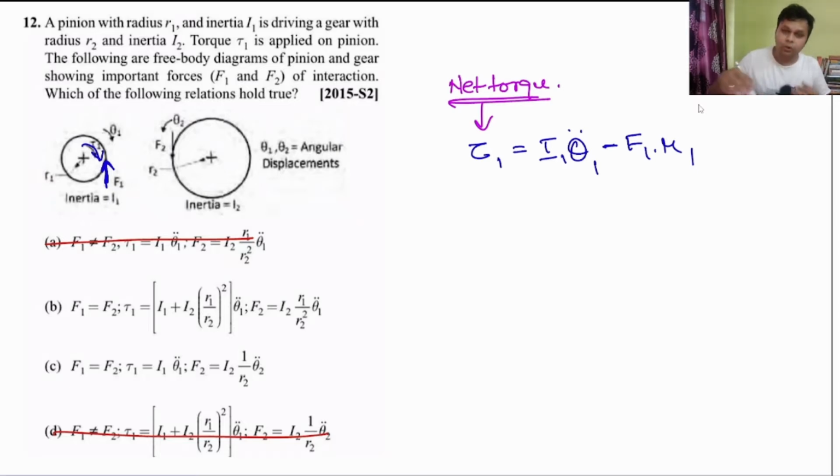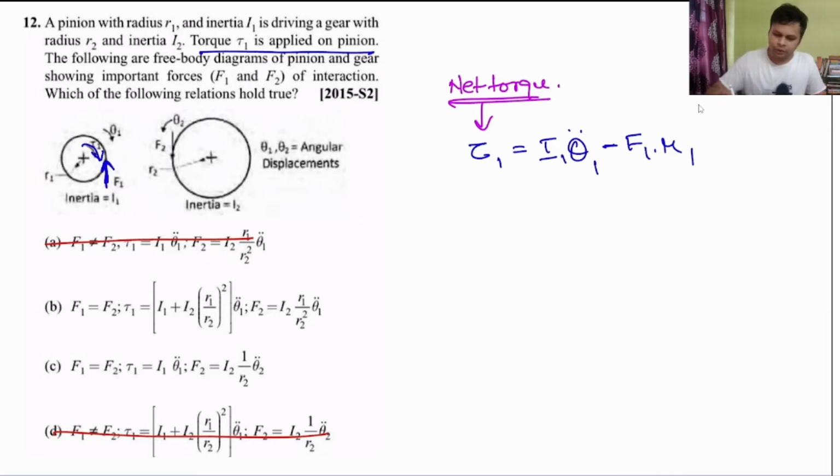Who is applying the torque? Torque is applied by the motor or whatever, right? It is given that torque 1 is applied on the pinion. That is the external torque, and there is an external force. The force will also produce a torque, right? So this is the equation of final torque.